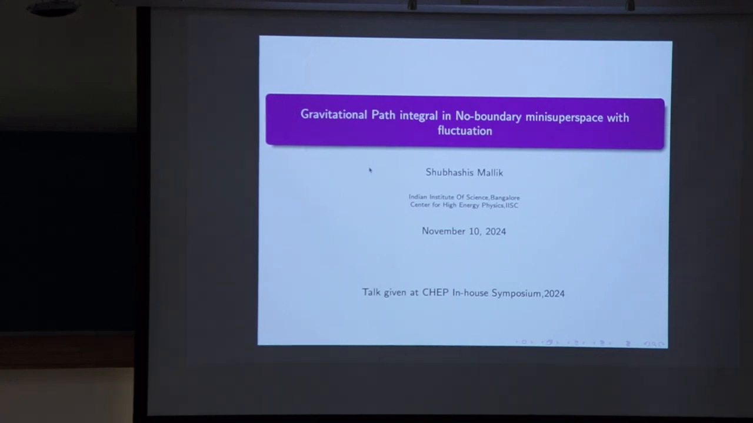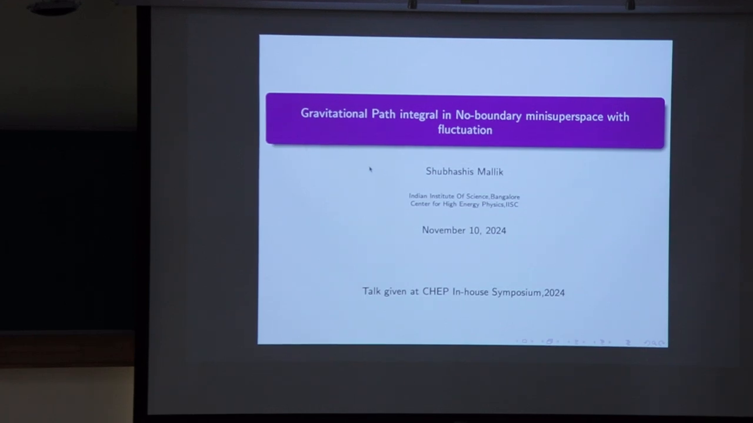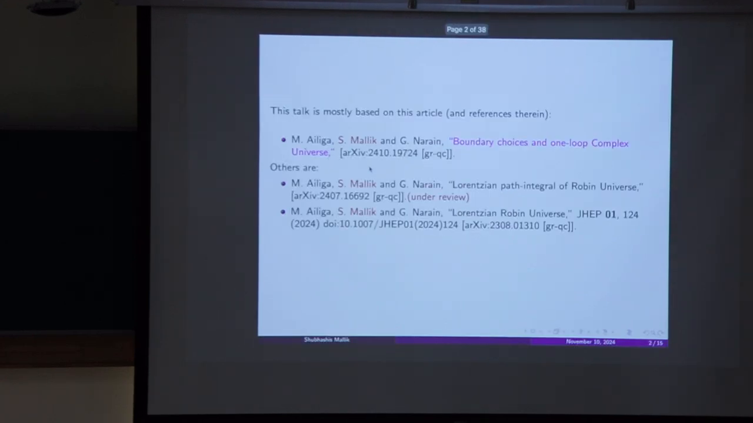So I'll be talking about gravitational path integral in no boundary mini superspace with fluctuation, and I have changed the title a little bit, but it will be based on this article. This boundary choice in one loop complex universe.